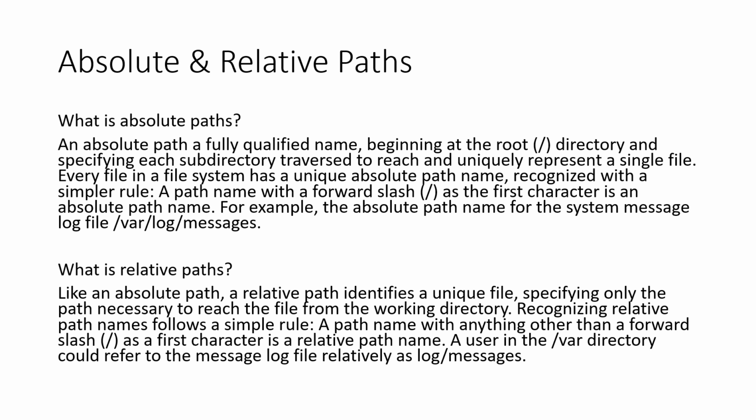What is relative path? Like an absolute path, a relative path identifies a unique file, specifying only the path necessary to reach the file from the working directory. Recognizing relative path names follows a simple rule: a path name with anything other than a forward slash as the first character is a relative path name. A user in the slash var directory could refer to the message log file relatively as log slash messages without the forward slash. That is called relative path.